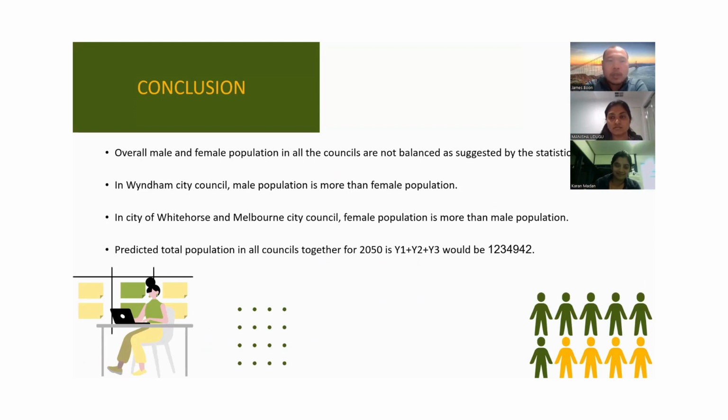In conclusion, the overall male and female population in all the councils are not balanced as suggested by the statistical test. The male population is more than female population in Wyndham City Council, while in City of Whitehorse and Melbourne City Council, the female population is more than male. The total population in 2050 will be around 1,200,000 people for the three councils.